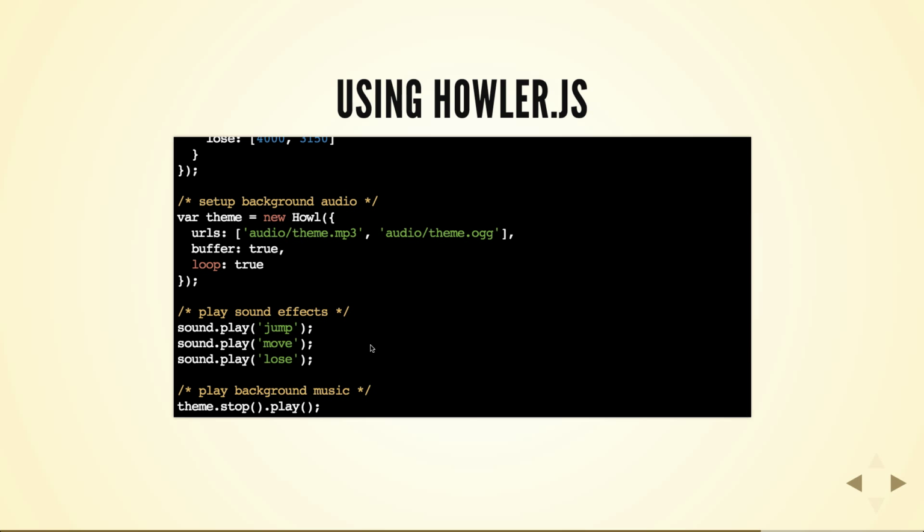Then to play these, for our sound sprites, we simply do sound.play, pass in the name of the sound sprite, and that sound's going to play. And you can play these over and over on top of each other. It doesn't matter. Howler's going to handle the playback pool and everything automatically for you. And then for the background music, it's the same deal, but we can also chain the methods. So in this case, we're going to do stop before play, just in case we happen to accidentally play the background music multiple times. We don't want that playing on top of each other.